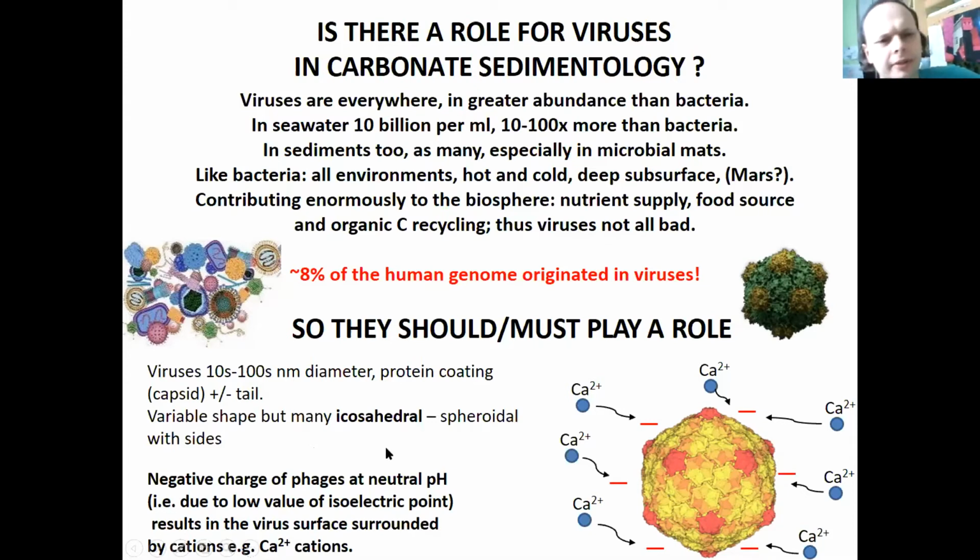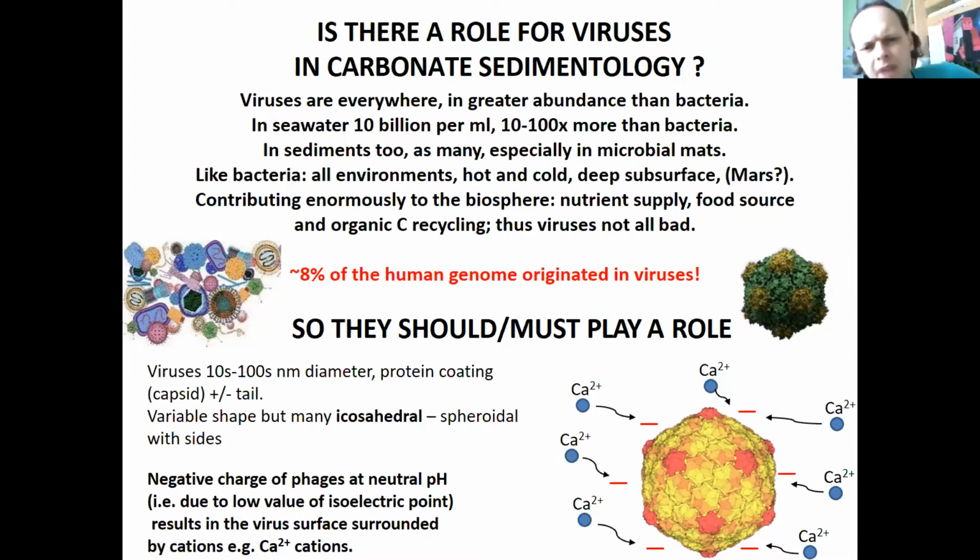The capsid, here you have it in a close-up view, is built of proteins. It can have different shapes, but the most commonly found shape in the natural environment is icosahedral. Icosahedral means 20 sides, 20 faces.